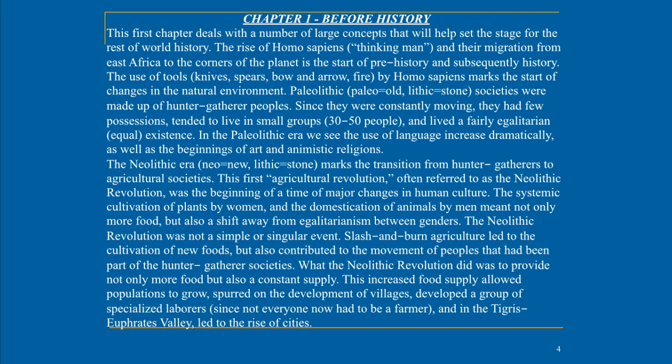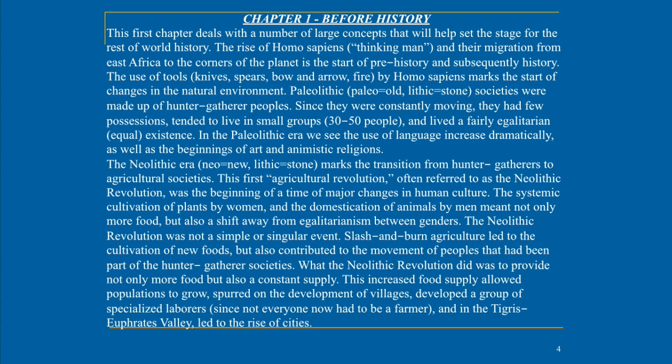Since they were constantly moving, they had few possessions, tended to live in small groups, 30 to 50 people, and lived a fairly egalitarian, equal existence. In the Paleolithic era, we see the use of language increase dramatically, as well as the beginnings of art and animalistic religions. The Neolithic Era, Neo meaning new and lithic meaning stone, marks the transition from hunter-gatherers to agricultural societies.